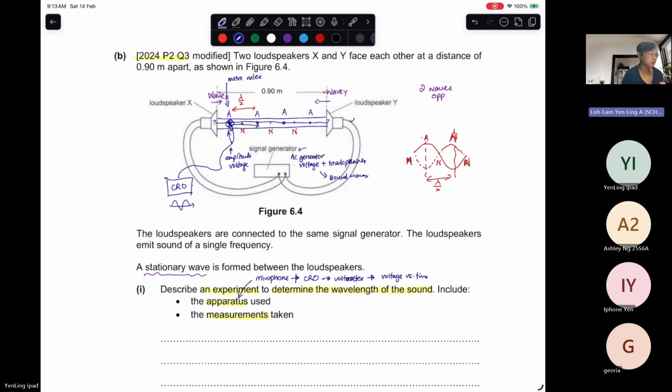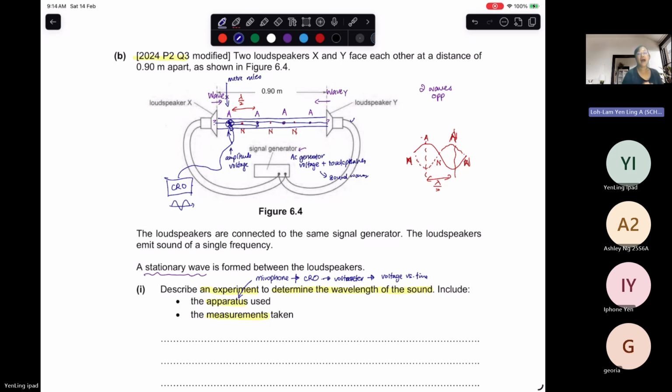So you have the microphone connected to the CRO to detect the intensity of the stationary sound wave that is being generated between X and Y. Then you need to tell us what is being displayed. You cannot just tell me the intensity. The basic idea is when the intensity is large, you have a large amplitude of voltage wave displayed on the CRO. So that tells me how you are going to detect the positions of the nodes and the antinodes, using the microphone connected to the CRO.